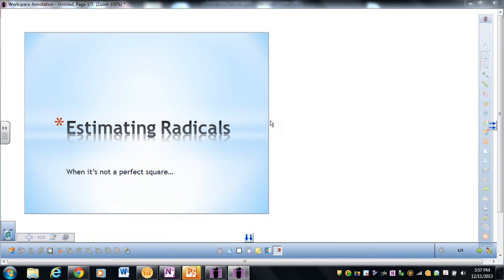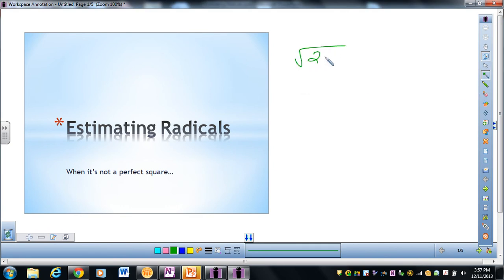All right, peeps, today we're going to talk about estimating radicals. That means that sometimes they give you a perfect square. We know that the square root of 25 is a perfect square, and the answer to that would be 5. However, sometimes they might give you something like, what's the square root of 13? But 13 is not perfect, so we don't know what that is. Well, how do we find out?